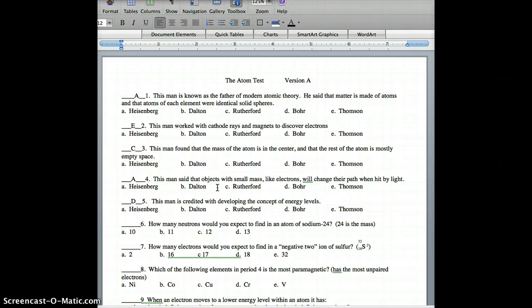All right, number 6, neutrons in an atom of sodium 24. So that means that you have 24 protons and neutrons together. If you subtract the number of protons in sodium, that will give you the number of neutrons. So the answer was D.